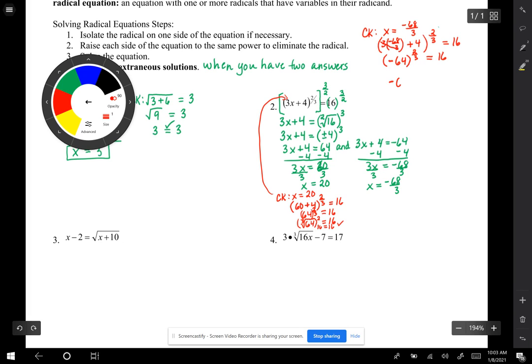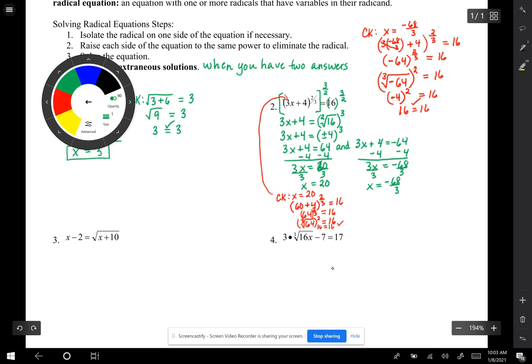And then negative 64 is your base in the radical. 3 is your index, so you're taking the cube root of it, and then you're squaring the answer. So the cube root of negative 64 is negative 4, and then that's in parentheses, it's squared. Negative times a negative is a positive, so they both check.